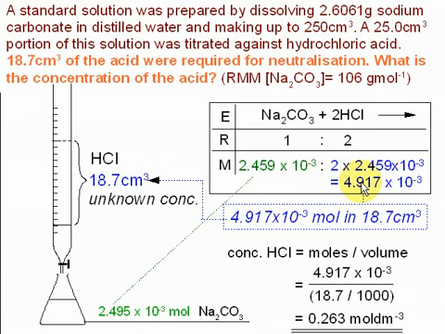So we're almost able to work out the concentration because we have the amount of hydrochloric acid in a certain volume. To work out the concentration of hydrochloric acid, we're going to take the number of moles, divide by the volume. There's the number of moles. This is the volume. I've divided by 1,000 to get it into dm cubed, and that gives 0.263 moles per dm cubed. That is the concentration of the hydrochloric acid.